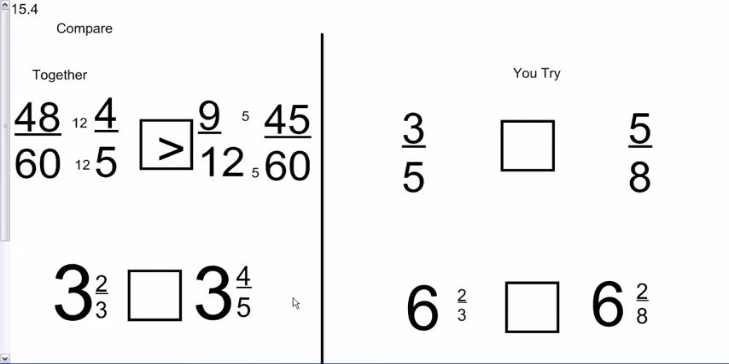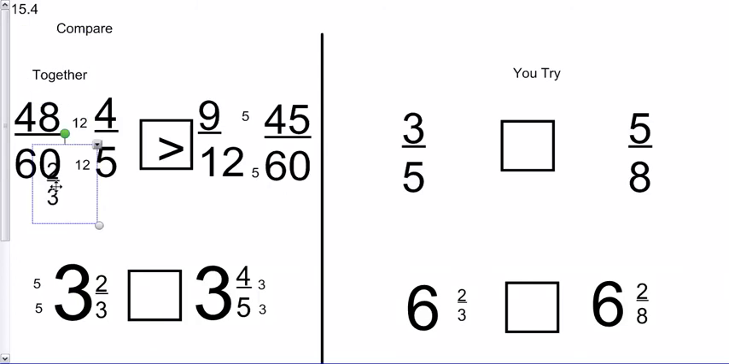So looking at the fractions, what is the least common denominator? If you said 15, you're right. So here I'm going to multiply by 3, I'm going to multiply by 3. That's going to give me my new fraction. Over here, I'm going to multiply by 5, I'm going to multiply by 5. And that's going to give me my new fraction.